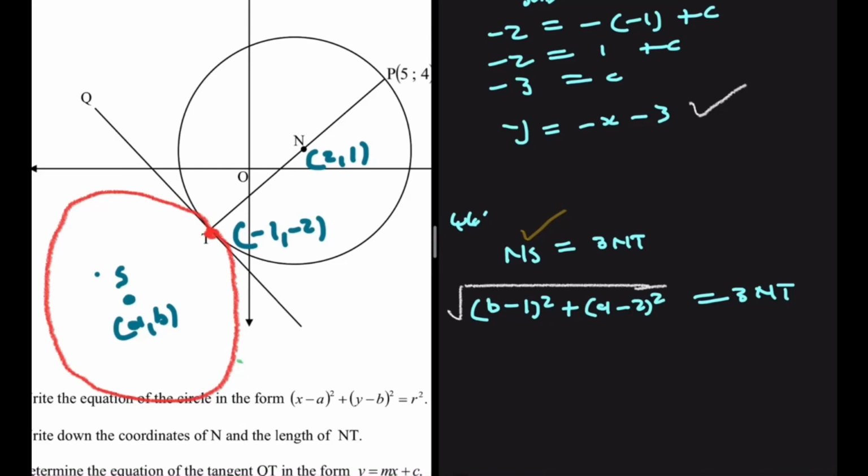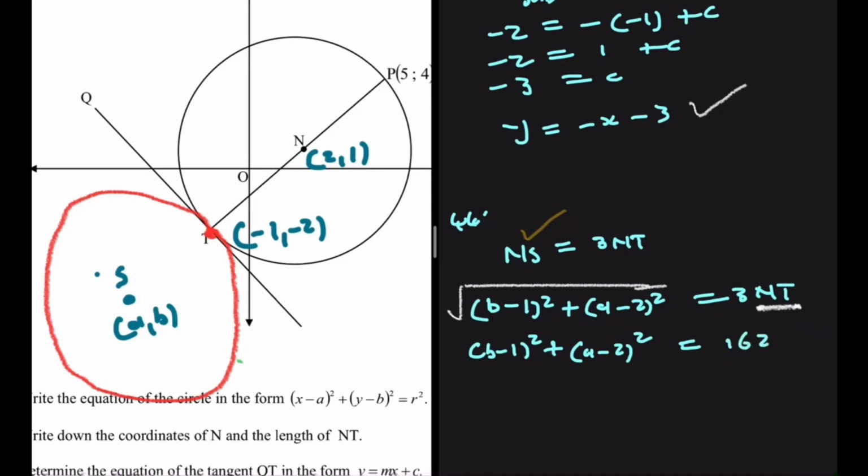If we square both sides, we're going to have b minus 1 squared plus a minus 2 squared. We actually know the value of NT because NT is the radius of the circle we started with, and that is square root of 18. So here we are essentially squaring 3 multiplied by square root of 18. If we square that, we shall get 162. So let's just put that there.